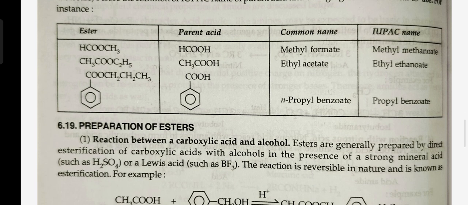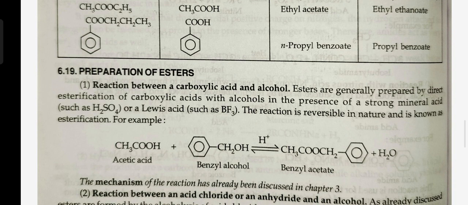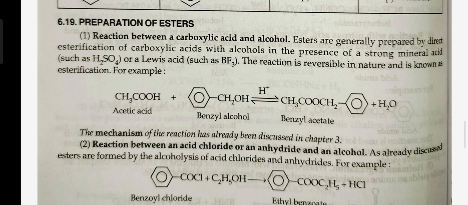Preparation of esters. First, reaction of carboxylic acid and alcohol. Esters are generally prepared by direct esterification of a carboxylic acid with an alcohol in the presence of strong mineral acids such as H2SO4 or a Lewis acid such as BF3. The reaction is reversible in nature and is also known as esterification. For example, acetic acid plus benzyl alcohol in the presence of H+ gives benzyl acetate plus water. The mechanism of the reaction has already been discussed in chapter 3.